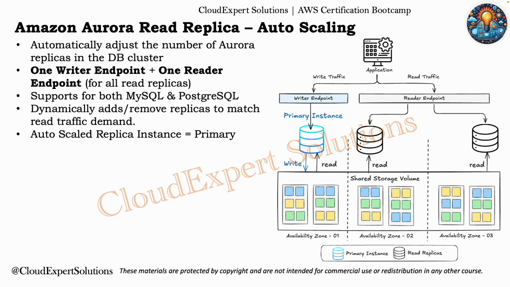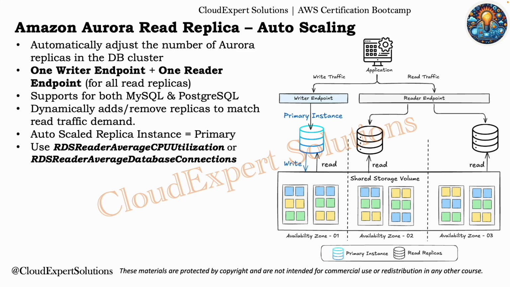Now, if you are thinking how auto scaling works in Aurora, then this is the answer for you. Aurora Auto Scaling integrates seamlessly with Amazon CloudWatch, and you start by defining a scaling policy where you set as target metrics such as average CPU utilization or average database connections, and you can use these CloudWatch metrics. Please remember these metric names, RDS reader average CPU utilization or RDS reader average database connections. You can also specify a minimum and maximum number of replicas for your cluster and the threshold value.